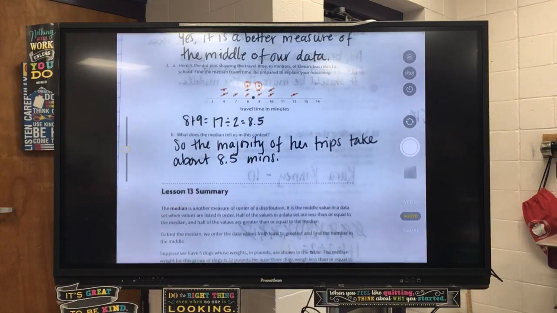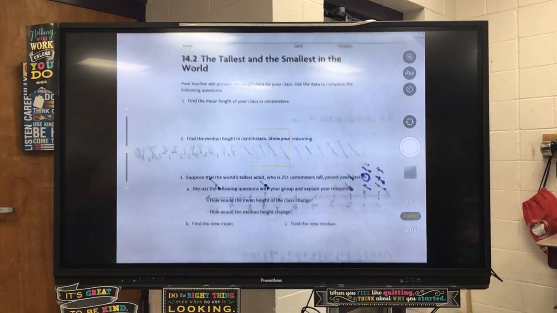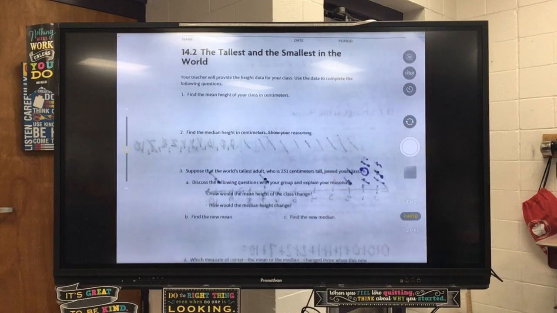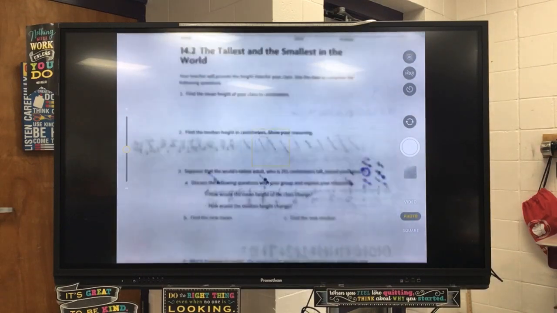Okay, so I know that this talks about the tallest and the smallest in the world, but the reason I had you take your data is I was not going to go around and measure and ask each one of you how tall you were, because it would take us 45 minutes. Are we doing centimeters? Are we doing feet? No. So, that's why I had you write your name down and take that data.